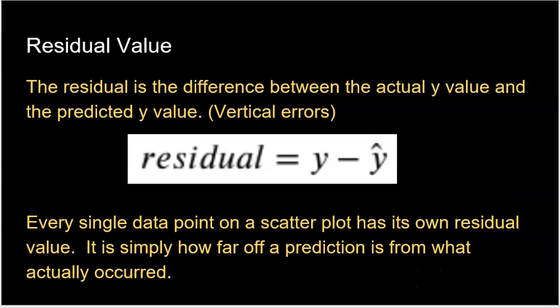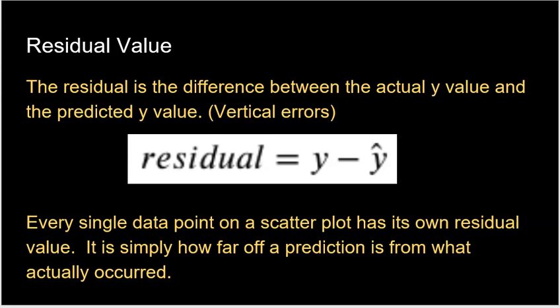All right, so now that you kind of have a feeling for what a residual is, let's put an actual definition on it. The residual is the difference between the actual y value and the predicted y value. We call these the vertical errors. I'll explain in a moment what I mean by that. But to find a residual value, it's literally as simple as taking the actual y minus the predicted y.